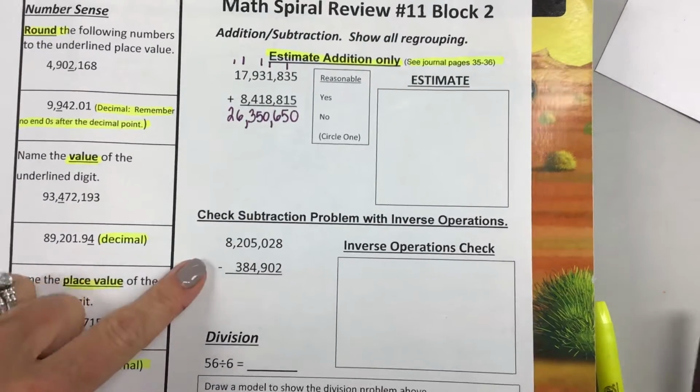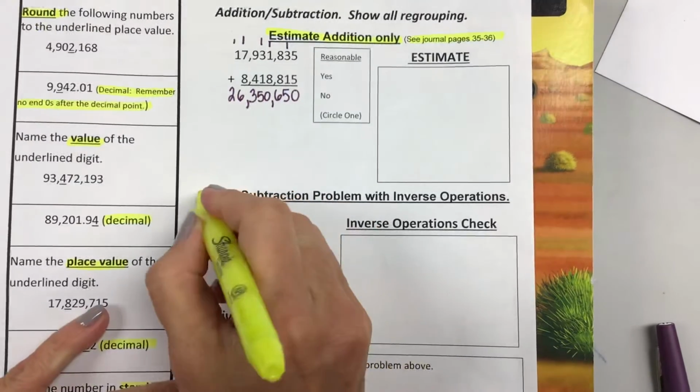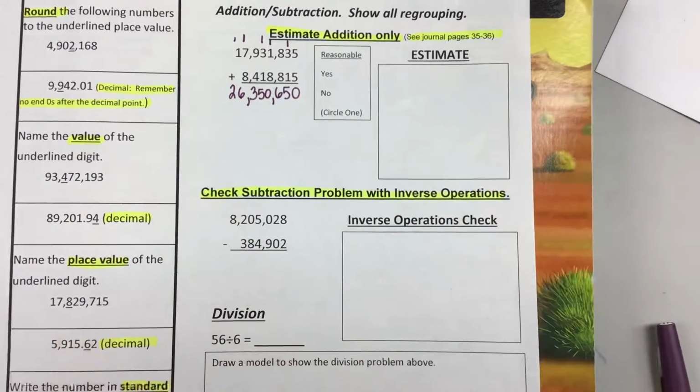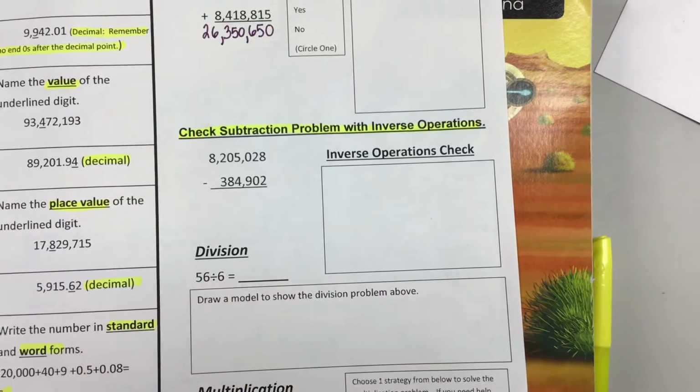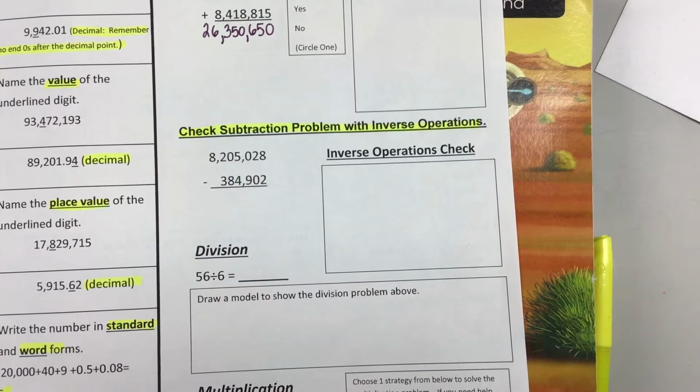Here you need to subtract, and then you need to check your answer, your difference, with your inverse operation. It's addition. The inverse of subtraction is addition.